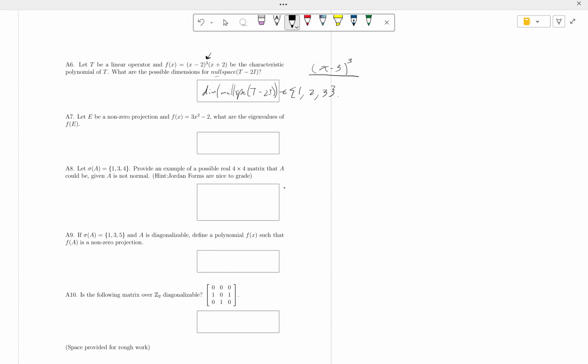If we let E be a non-zero projection and f of x equal this set of vectors, what are the eigenvalues for E? So if I have a non-zero projection, that means I am diagonalizable. And the spectrum of E equals the set {0, 1}, or the set {1}. I never said that I was a non-identity projection. So the zero projection is the zero operator. The identity projection is the identity operator.